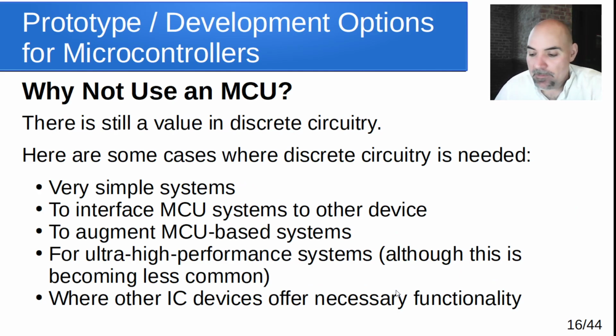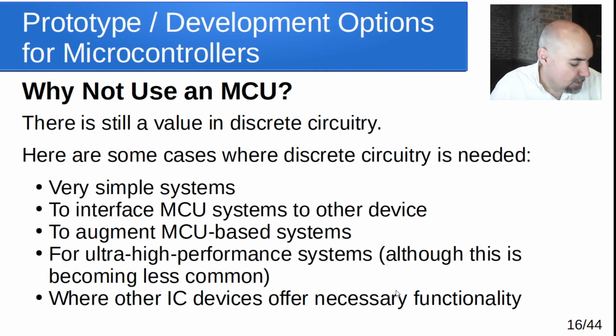Okay, so we talked about why use a microcontroller, but there's also a little bit of discussion of why not use a microcontroller. Are there cases where you would not want to use one? And the answer is yes. So some cases where discrete circuitry is still necessary would be very simple systems. So if you wanted to make something where, I don't know, an LED blinks and it blinks at a different rate depending on, I don't know, some light conditions or something like that, or how close something is to something else. Maybe use a microcontroller for that.